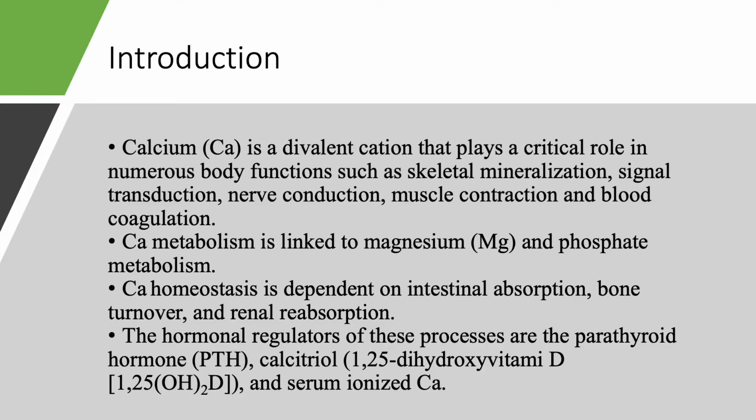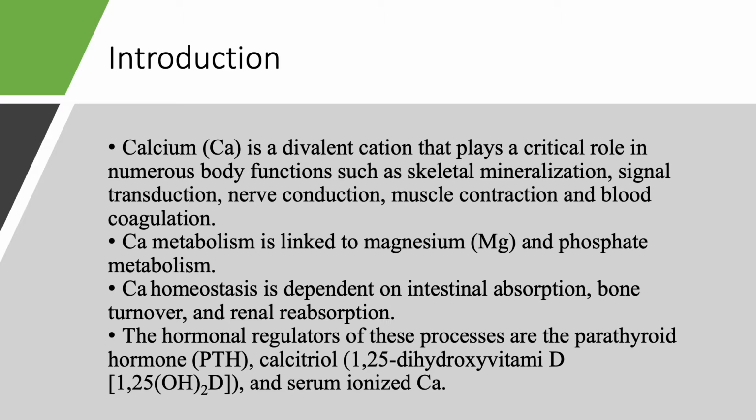Calcium is a divalent cation, as you all know. It plays a very critical role in many body functions: mineralization of the skeleton, signal transduction, nerve conduction, muscle contraction, even blood coagulation. You know, if you chelate the calcium from the blood, it does not coagulate. If you add citrate to the blood, like they do in blood banks, it does not clot. Calcium metabolism is tightly linked to magnesium and phosphate metabolism, as we shall see.